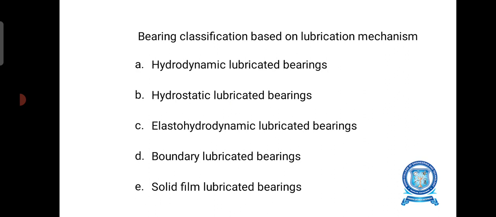Then bearings can also be classified based on the lubrication mechanism. The first one is the hydrodynamic lubricated bearing. The second one is the hydrostatic lubricated bearing. Then elasto-hydrodynamic lubricated bearings, boundary lubricated bearings, and the final one is solid film lubricated bearings. These are the classifications by lubrication mechanism. We can classify the bearing based on the lubrication system.